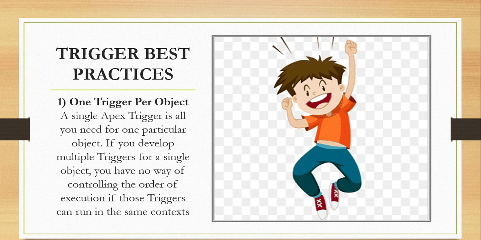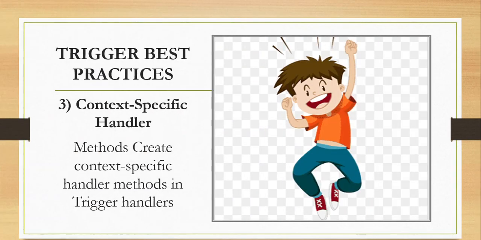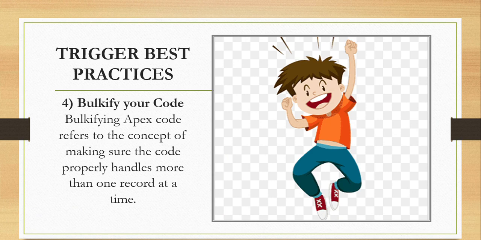Second is logic-less triggers. If you write methods in your trigger, those can't be exposed for test purposes. You also can't expose logic to be used anywhere else in your org. Third is context-specific handler methods: create context-specific handler methods in trigger handlers. Fourth is bulkify your code.